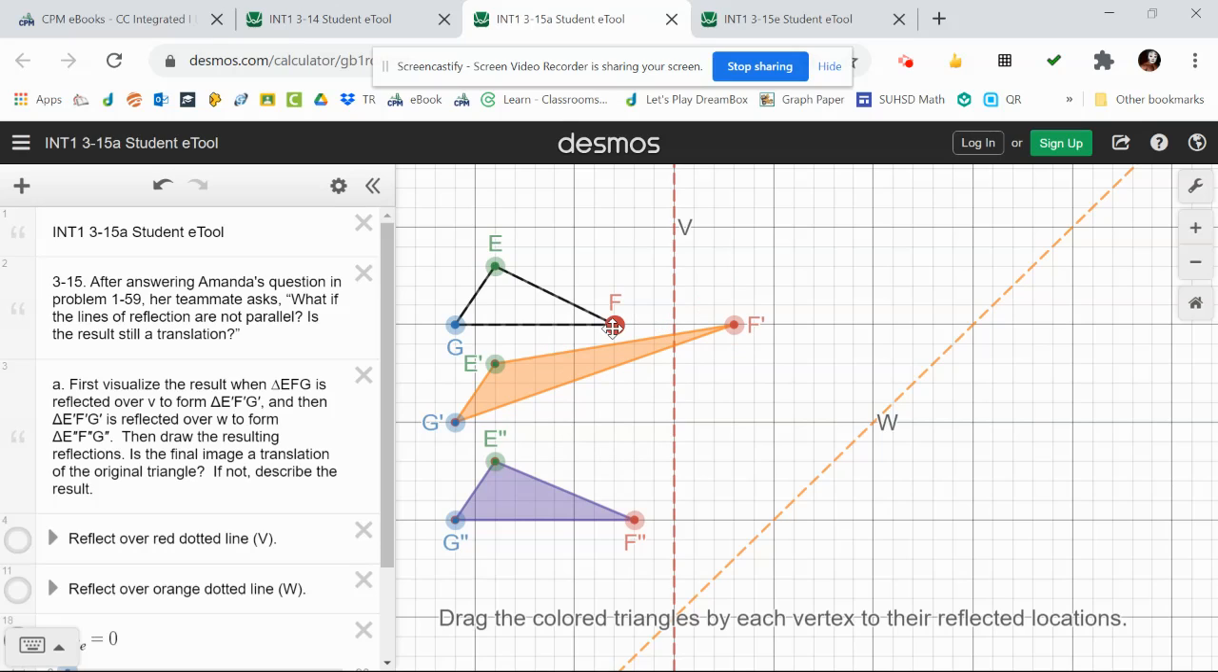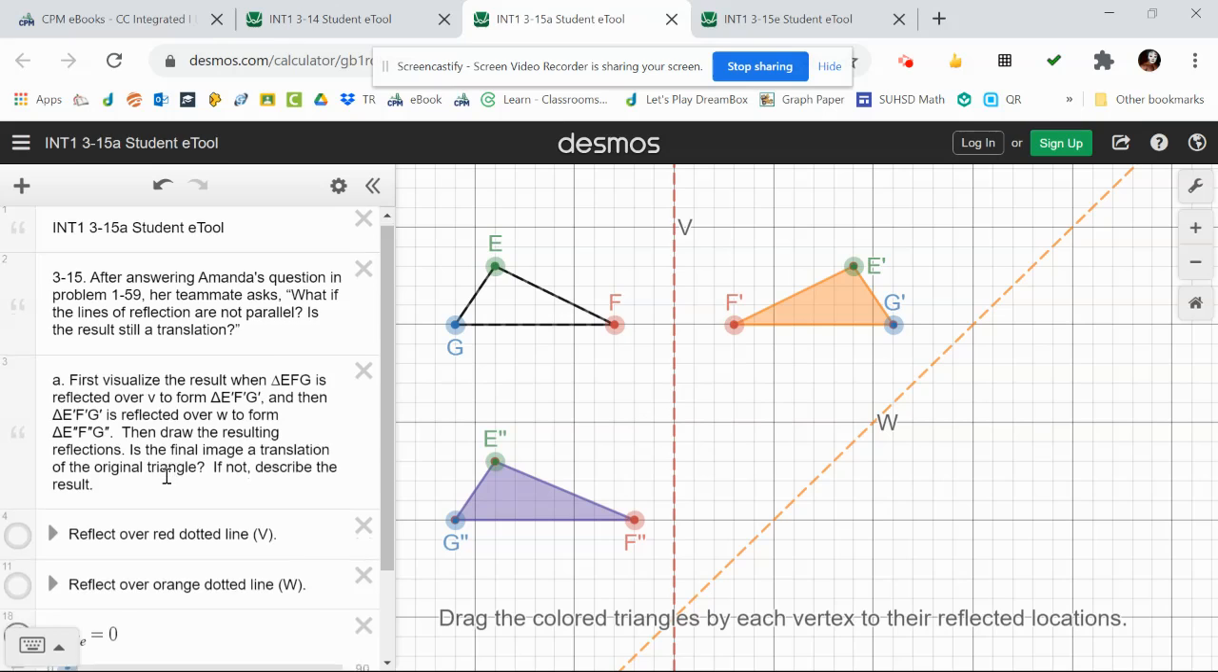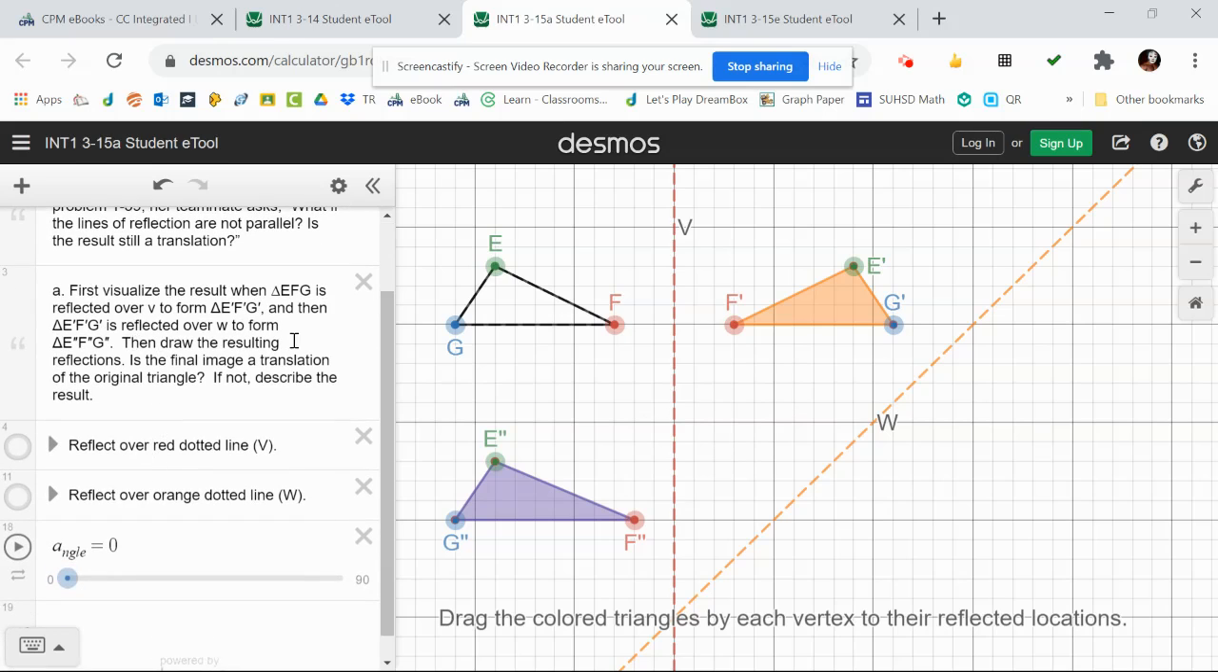And then G is 11 units away from the line of reflection. So we're going to put that over there. And then finally, E is 9 units away from the line of reflection. And that becomes our translated, or actually reflected triangle, right?